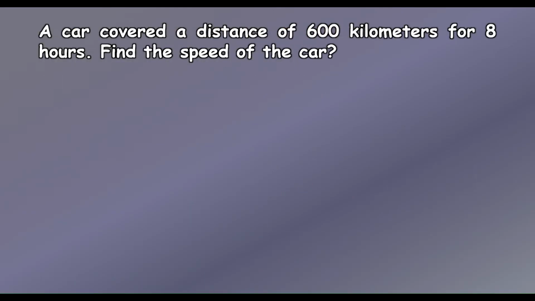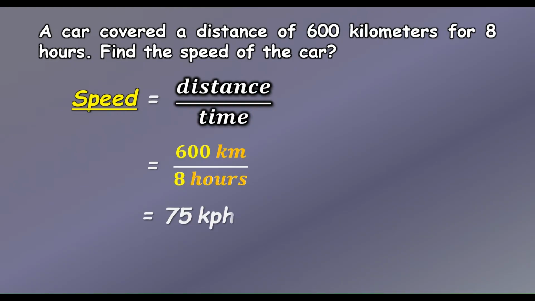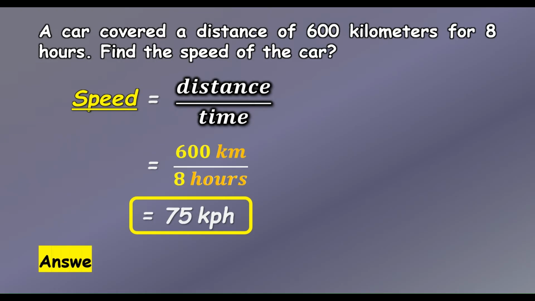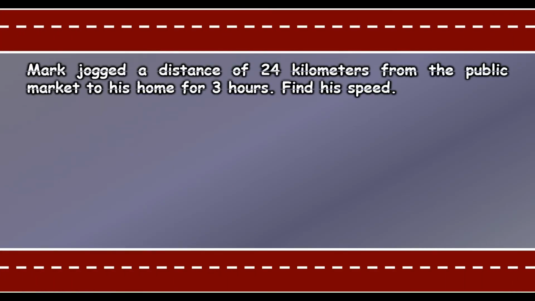Let's go back to the example. We will apply the formula to solve the problem. Speed equals distance divided by time. In the given we have 600 kilometers speed divided by the time 8 hours. 600 divided by 8 is equal to 75. We copy the unit of measures for both distance and time. Kilometers per hour. The answer is that the car traveled 75 kilometers per hour.